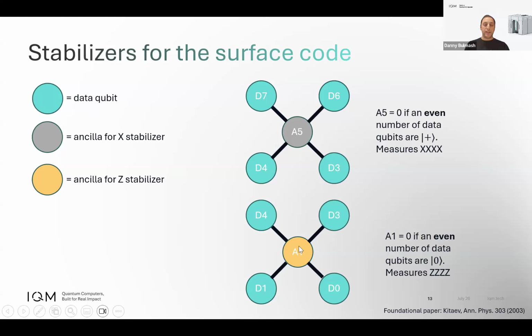The Z stabilizers, these yellow circles, are 0 if an even number of data qubits are 0, and they're 1 if an odd number of data qubits are 0. So this thing is measuring ZZZZ, and it's just measuring the connected qubits. Let me show you what I mean by connected in just a second. These are exactly the same stabilizers that we saw for the 422 code yesterday. But now there's going to be many of these stabilizers.